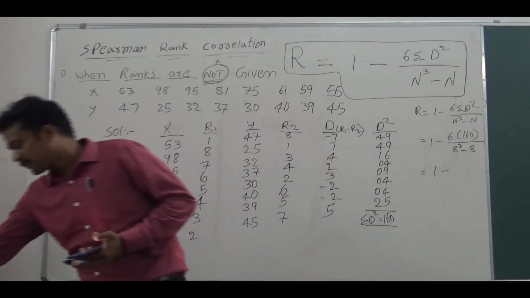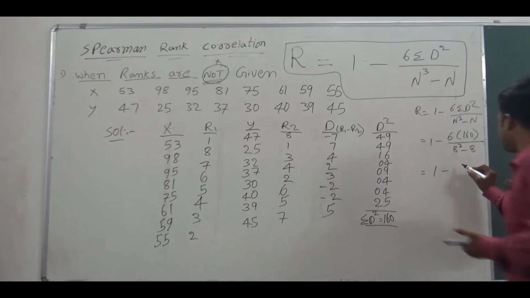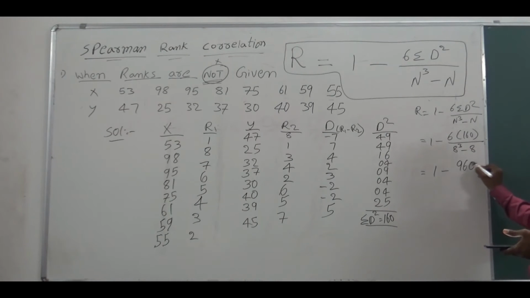I have already done it in the notes. 960 divided by 504. So 1 minus 1.90.